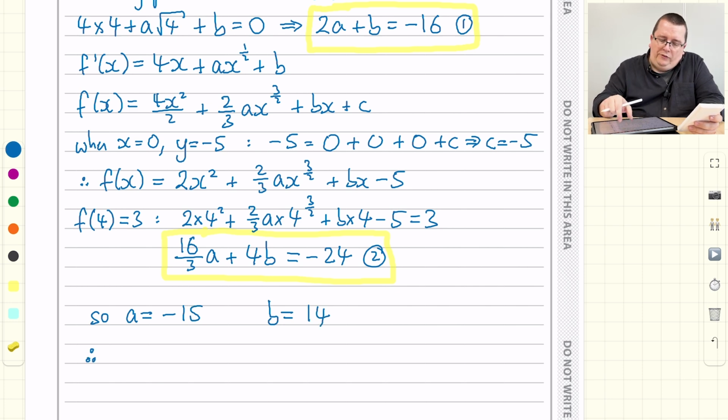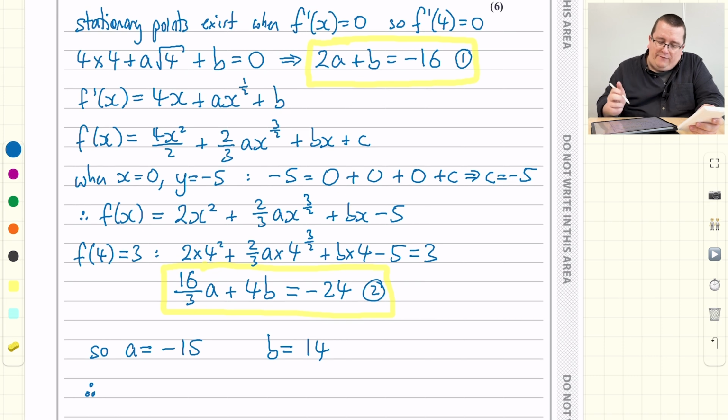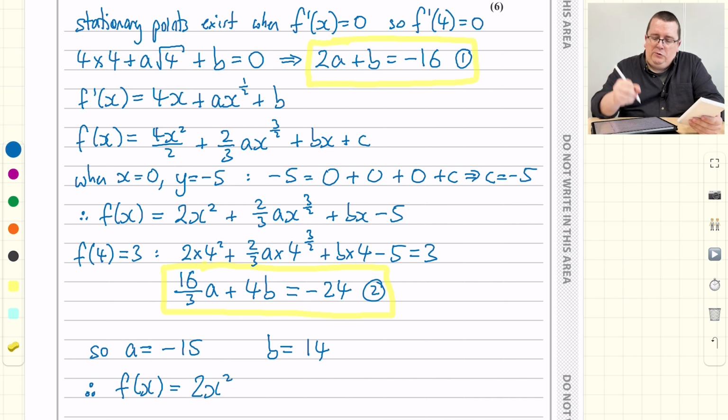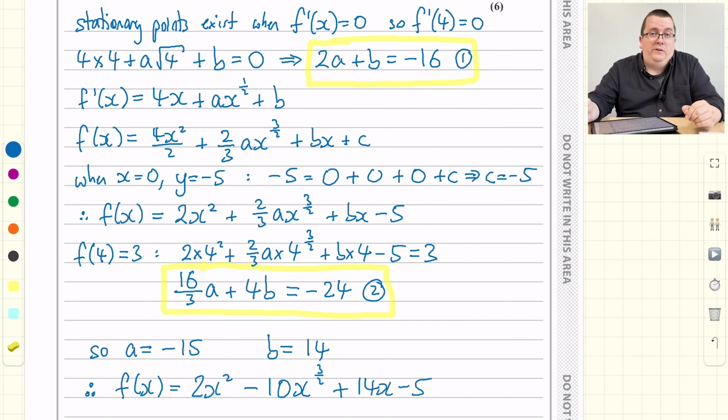So we want to find f of x. So we need to finish by writing f of x equal to 2x squared plus 2 thirds times a x to 3 halves. So 2 thirds times minus 15 is minus 10. And then we've got b lots of x, so plus 14x, take away 5. And that's my answer. So this is question number 17.